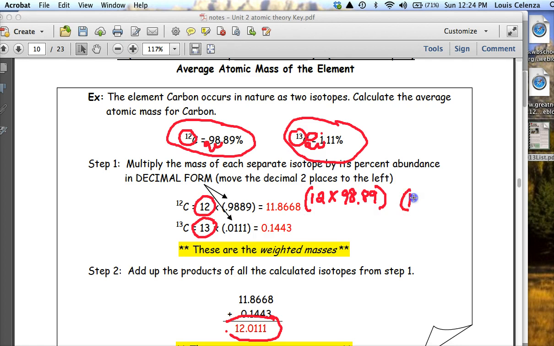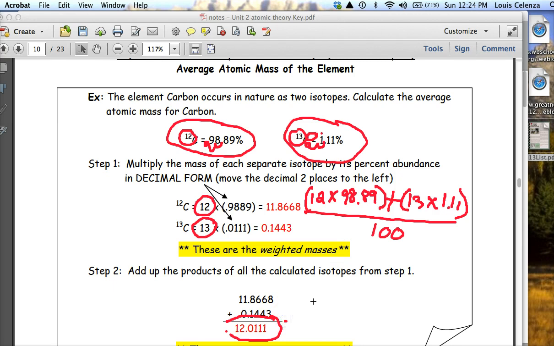You're going to take the 13 and you're going to multiply it by 1.11, but you're going to add these two numbers. So you're going to multiply these two numbers, multiply these two numbers, add those two numbers up, and then divide by 100. And you will get the exact same answer.